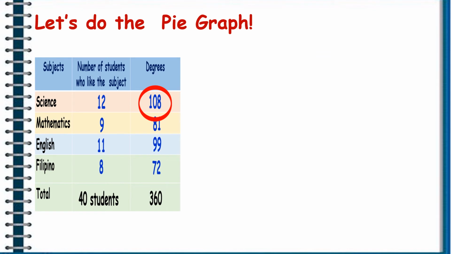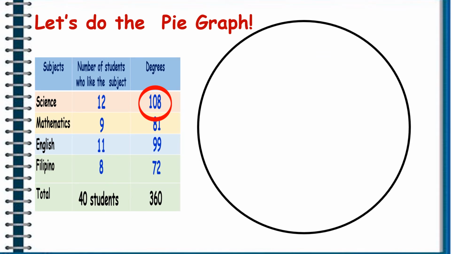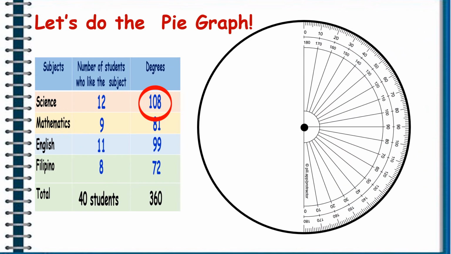This time, let us make a pie graph. Draw a circle. Mark the center of a circle. Use a protractor to get the angle. Remember to use the outside number indicators of the protractor.